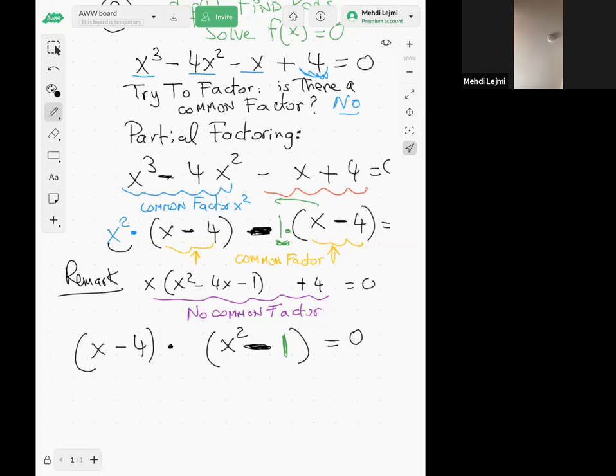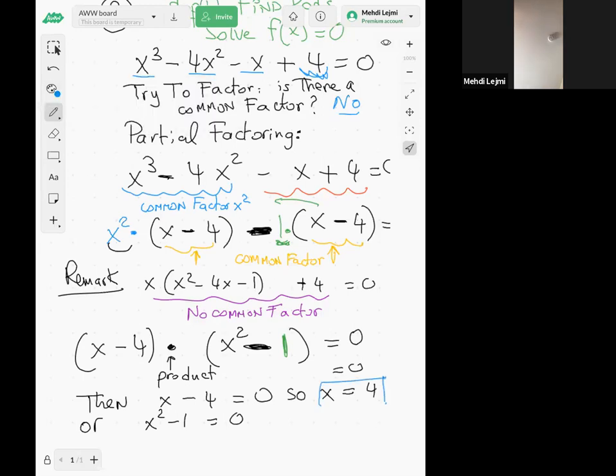So it's a product. That's really important. So it's a product equal to 0. So then x minus 4 is 0, or the x squared minus 1 is 0. All right, so x minus 4 is 0, so x is positive 4. And that will be my first root. So x is equal to 4, my first root.